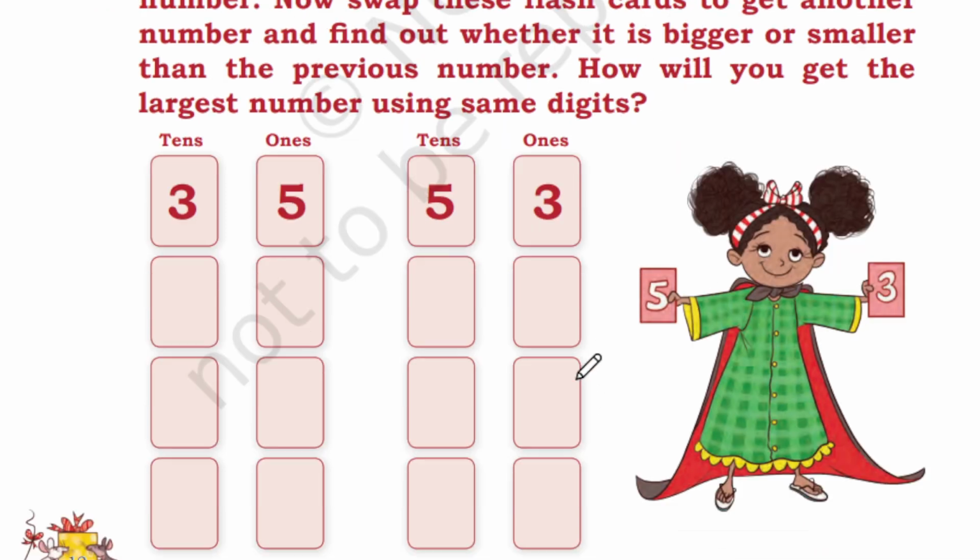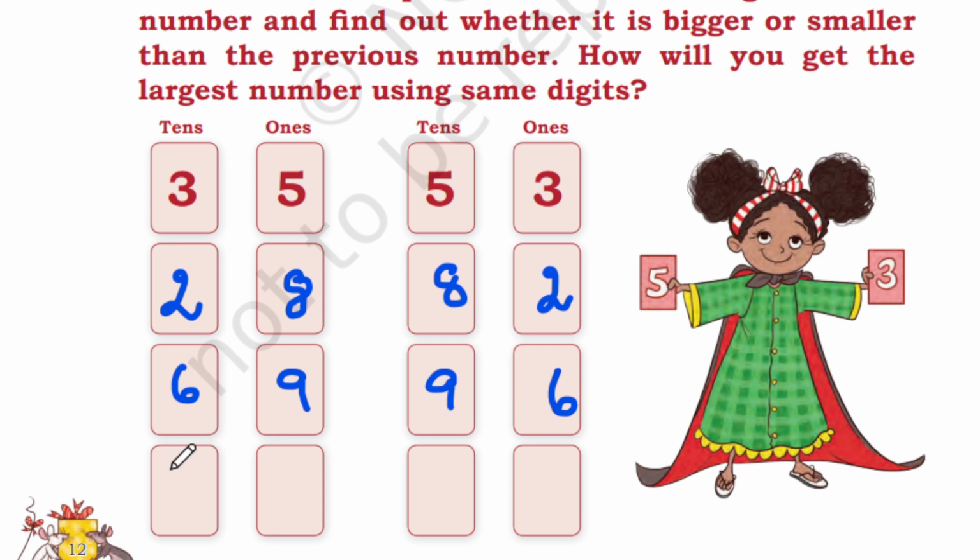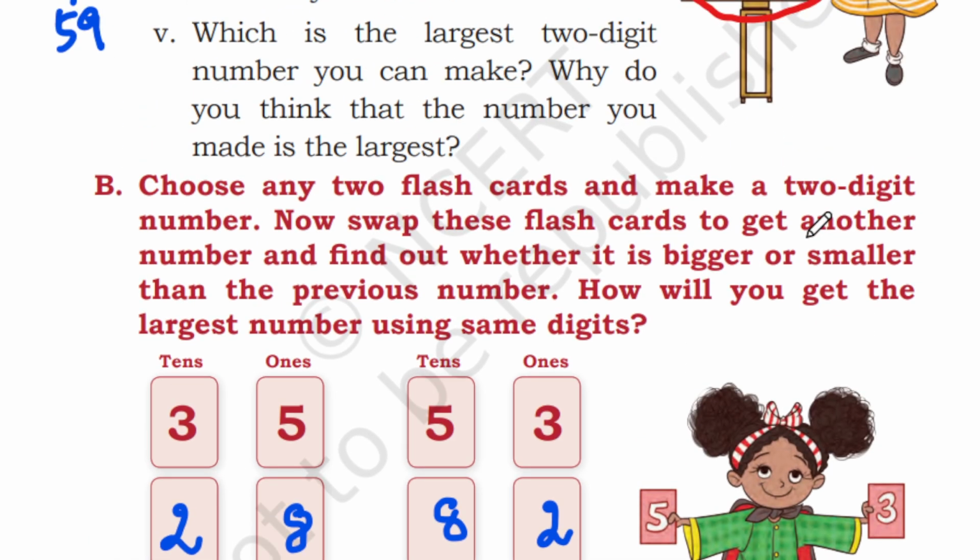Okay. For example, we have 3, 5. Here 5 and 3. So what they have done, 35 is the smaller when we compare to 53, right? For example, if you have 28 here, and if you want to change to a larger number, it is 82. And if you have 69, here it's 96. Okay. And if you have 27, you can change it to 72. Okay. Easy one. This one is also a game.